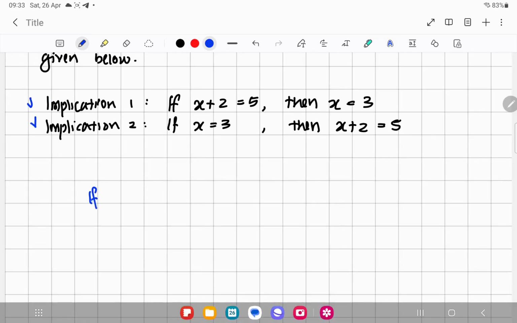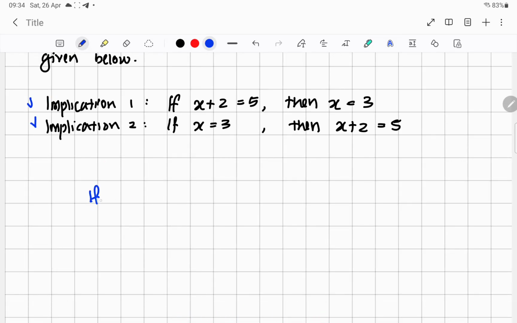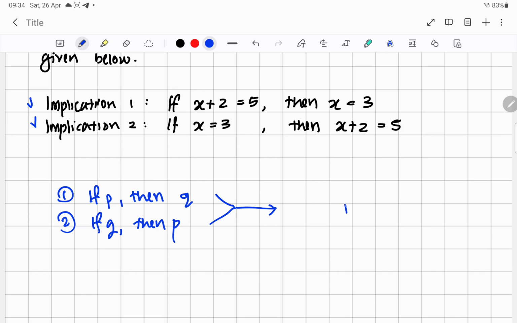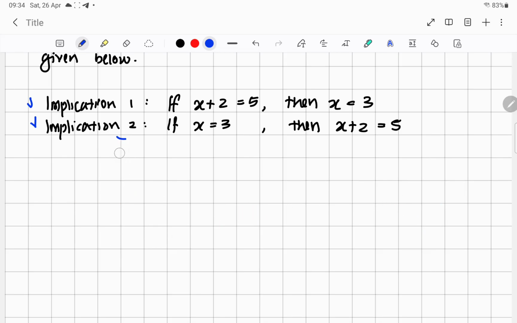The second type of question you always get is, they give you two if-then implications. Usually the first is if P then Q, and the second type is they reverse the statement, so you have if Q then P. The question will come like this and ask you to form one if and only if implication, which means you need to merge them together. So let's see how to do this one.